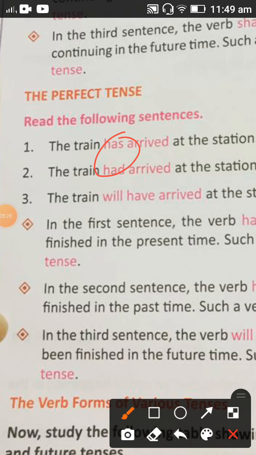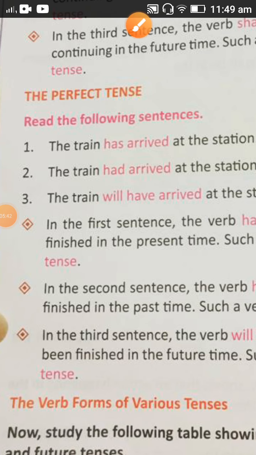Okay, next one is the third one, the train will have arrived. Here you have to keep one thing in your mind, we will use will, shall plus have and then the third form to complete the sentence. The train will have arrived at the station. Okay, next one.